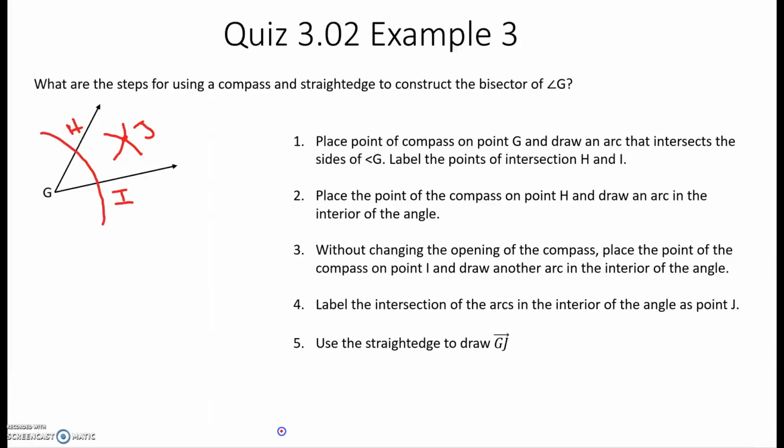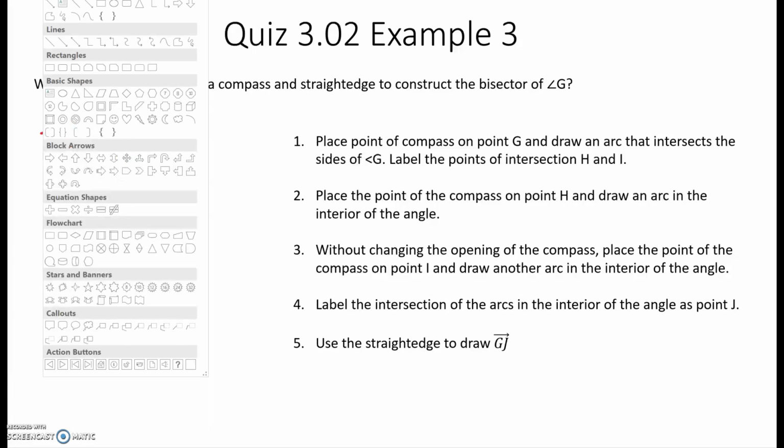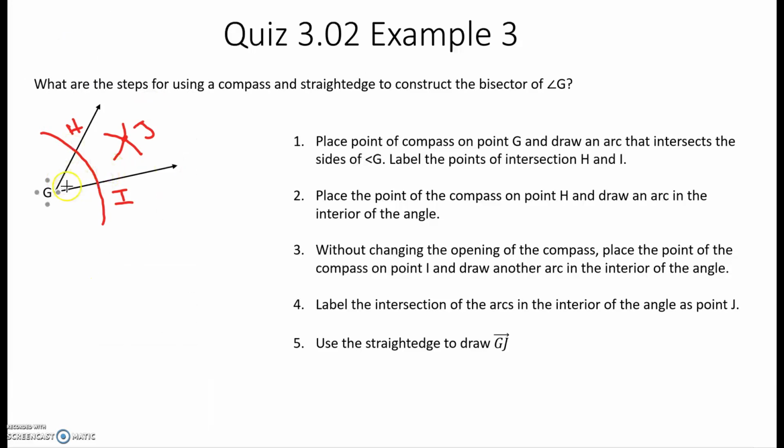And it says use a straight edge to draw ray GJ. Oops, that's a line, not a ray, sorry. Now I have a ray on here. There you are. Go right through there. I'm gonna move just a little bit. There we go. And we're going to make that where you can see it. And there is our ray. Gets right through J. There we go. I messed up at the bottom.